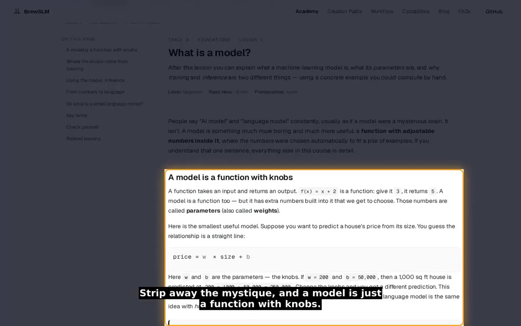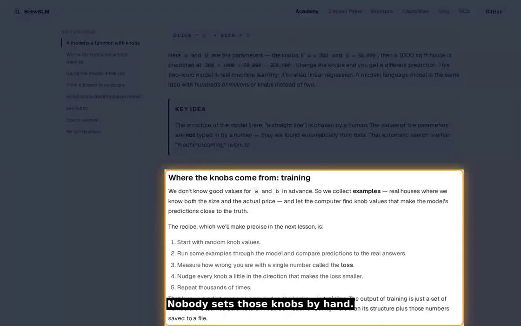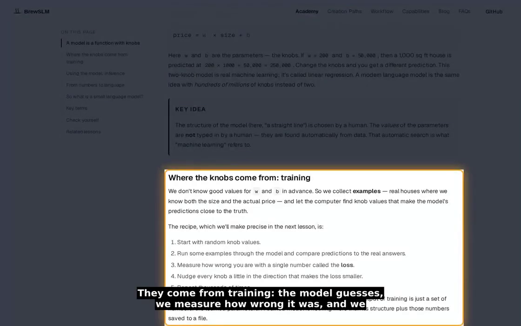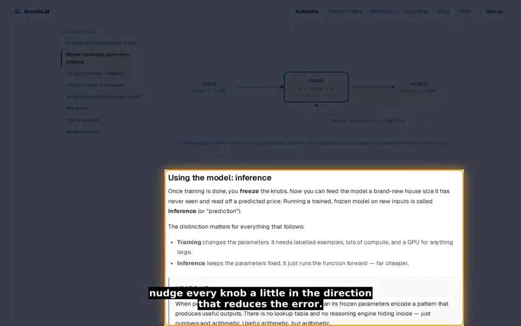Strip away the mystique, and a model is just a function with knobs. You give it an input, it produces an output, and its behavior is set by a long list of numbers called parameters. Nobody sets those knobs by hand. They come from training. The model guesses, we measure how wrong it was, and we nudge every knob a little in the direction that reduces the error.